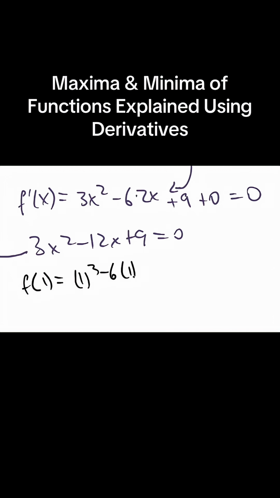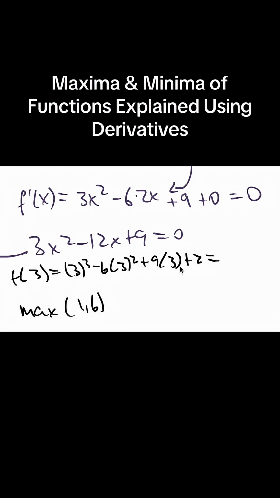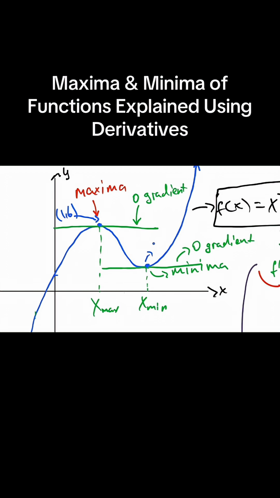Now plug the x-coordinates into the original function and you're going to get the y-coordinate of the maxima and the y-coordinate of the minima. And so (1, 6) and (3, 2) are going to be the coordinates of the maxima and minima respectively.